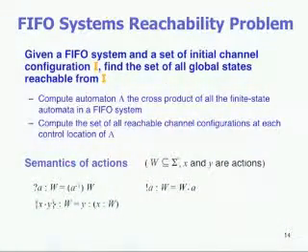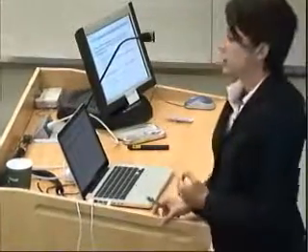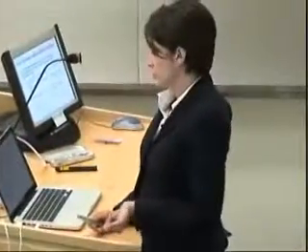We are interested in the reachability problem in FIFO systems. That means, given a FIFO system and a set of initial channel configurations, we want to compute the set of all global states reachable from this initial channel configuration. A FIFO system consists of a bunch of finite state automata, so we first combine all of these automata and compute a cross-product automaton. Then for each control location of this cross-product automaton, we need to compute all possible channel configurations while the process is sitting in that particular state.